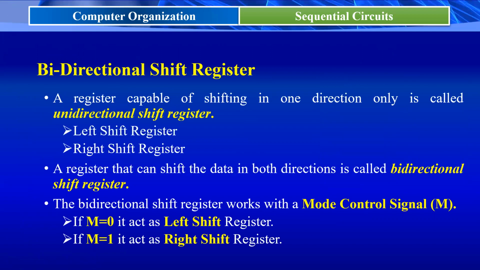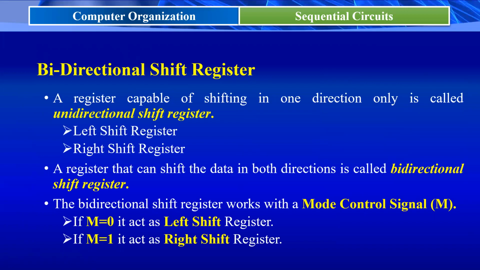If a register is capable of shifting data in only one direction, we call that a unidirectional shift register, which may be a shift left register or a shift right register. If it is a shift left register, the data bits move from the least significant side to the most significant side. If it is a right shift register, the data bits move from the most significant side to the least significant side. We have another variety of shift register, a register that can shift the data in both directions. It is capable of shifting data to either the left side or the right side. Such a register we call a bidirectional shift register.